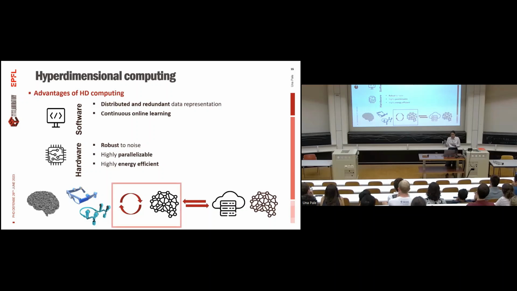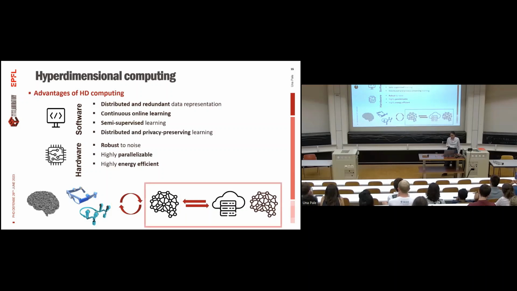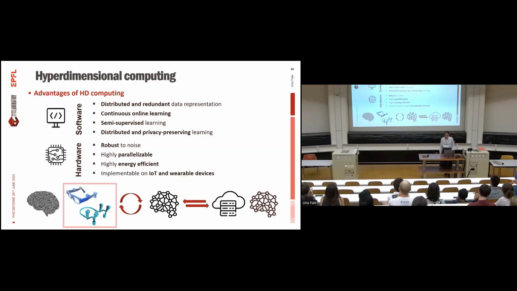Since we can simply add another vector to the class, we can easily do continuous online learning, so update the models as we are gathering more data. There are also ways to do semi-supervised or even unsupervised learning. And it is very interesting for distributed applications and privacy-preserving learning. So for all of these reasons, it's quite interesting for implementations on IoT and wearable devices. And that's why we started to test it for epilepsy.